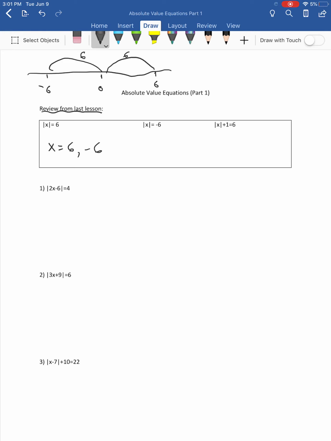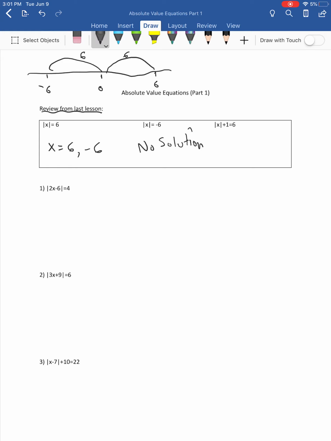Absolute value equations usually, not always, have two solutions, right? A positive value and a negative value. Okay, absolute value x equals negative 6. That's asking what number or numbers are negative 6 spaces away from 0. Well, there is no such thing as negative spaces. Again, you're either going west, left, or right, east. There's no such thing as going in a negative direction. So this is no solution.